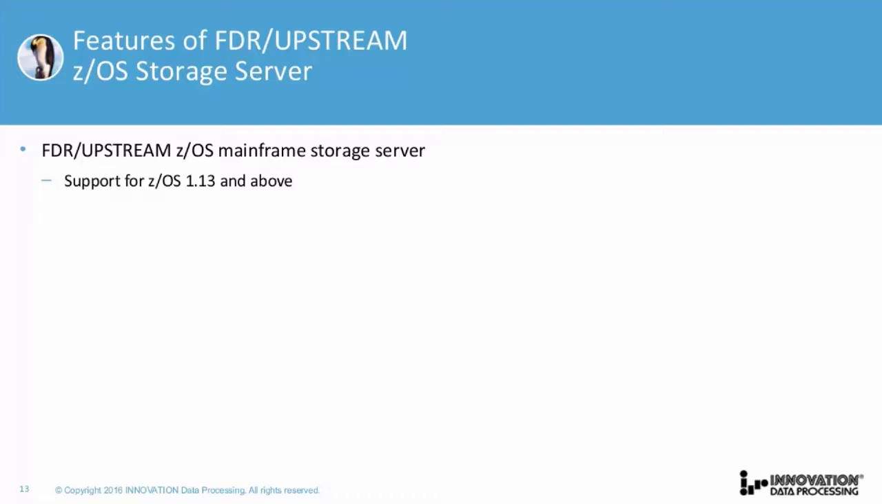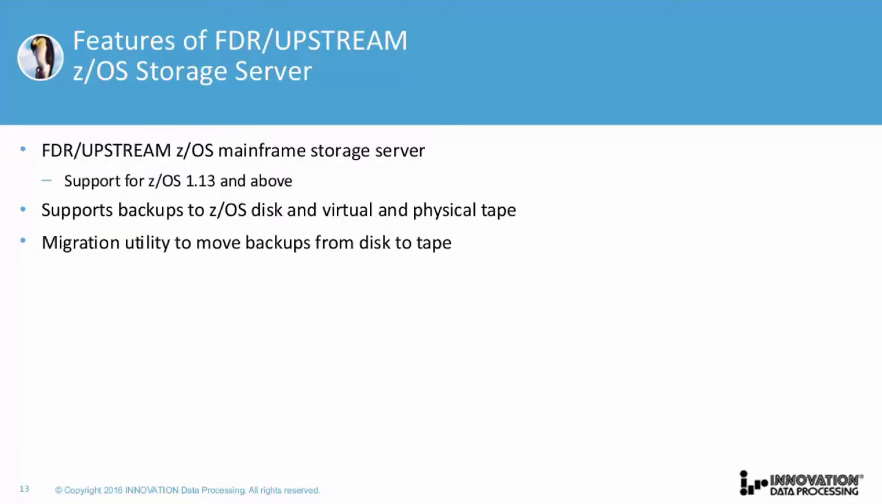So, the features of the FDR Upstream z/OS storage server. It supports z/OS 1.13 and above, supports backups to z/OS disk and virtual and physical tape, a migration utility to move backups from disk to tape, and then a vaulting utility to create secondary tape copies.